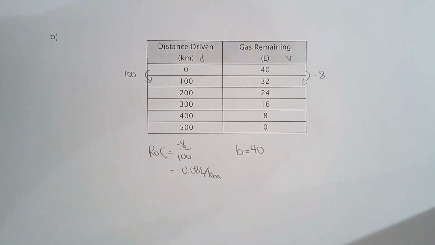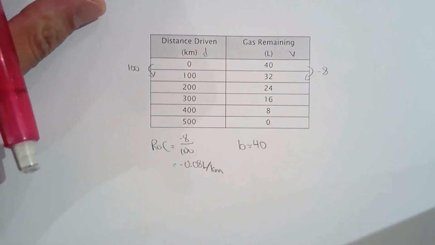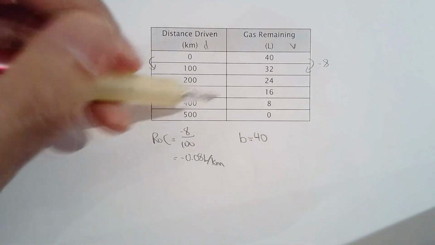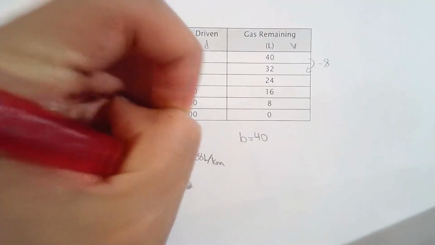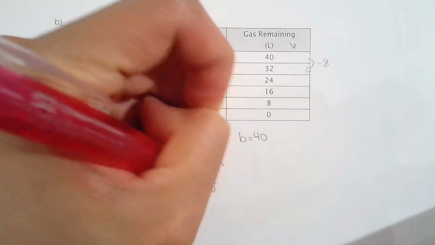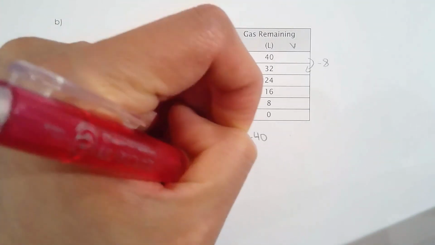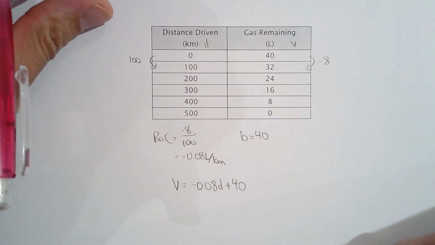So I have found the two things I need to write the equation of the line. I need the rate of change and the initial value. V equals -0.08D plus 40. There's your equation.